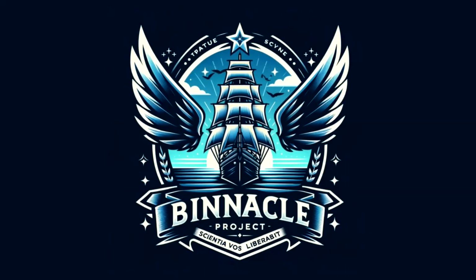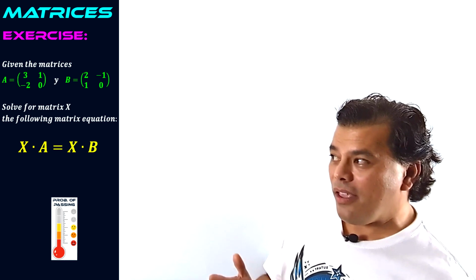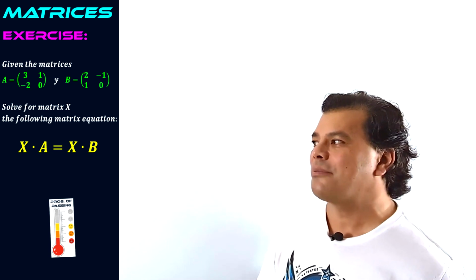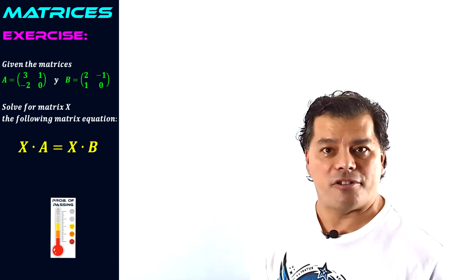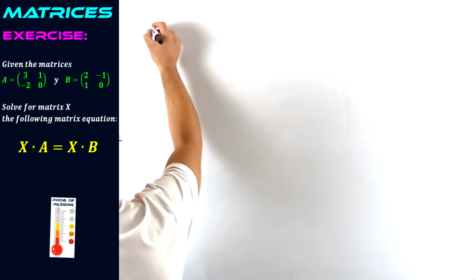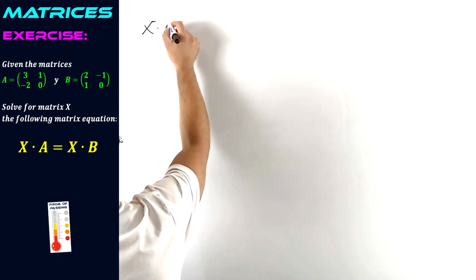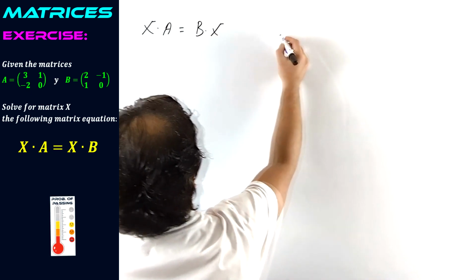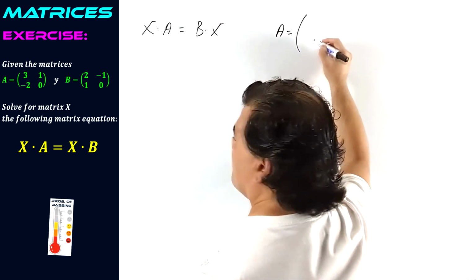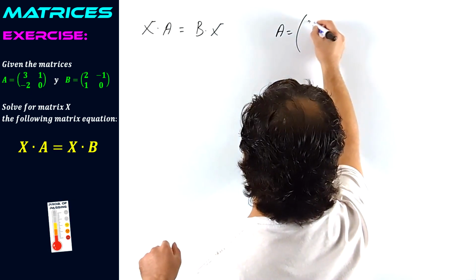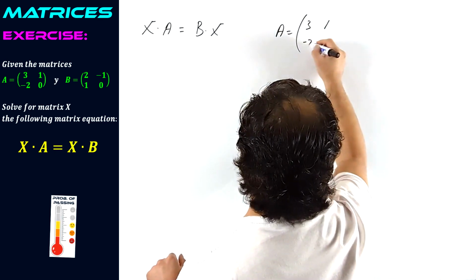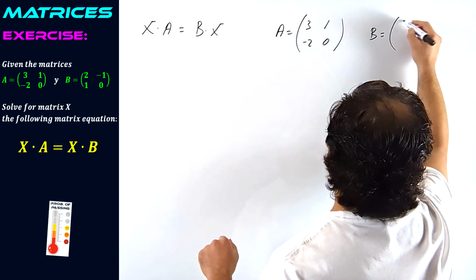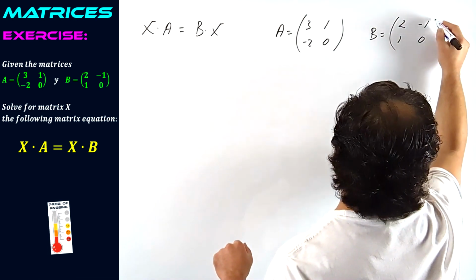Given matrices A and B, you can see that they are two very simple square matrices. Calculate matrix X in the following expression. Let's write it together. Matrix X multiplying matrix A must be equal to matrix B multiplying X, where A equals 3, 1, -2, 0, and matrix B equals 2, -1, 1, 0.